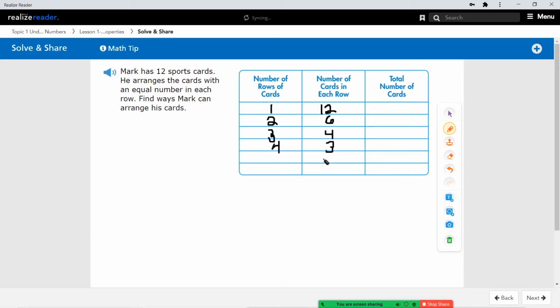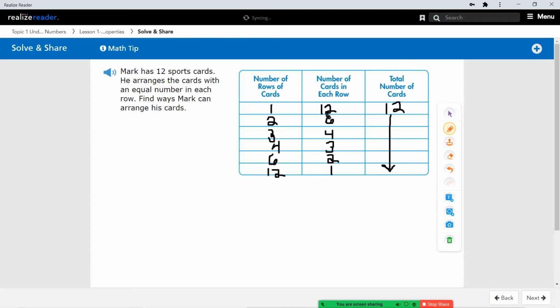I can't use 5 because 12 is not a multiple of 5. So if I'm skip counting by 5, I'm never going to get to 12. I'll go 5, 10, 15. So I'm either less or too much. Or I can do 6 rows. So 6 times 2, or 6 groups of 2 will give me 12. Or 12 rows with 1 in each row. Now for every single one of these, the total I'm going to have is 12. So all of these, my answer is 12.